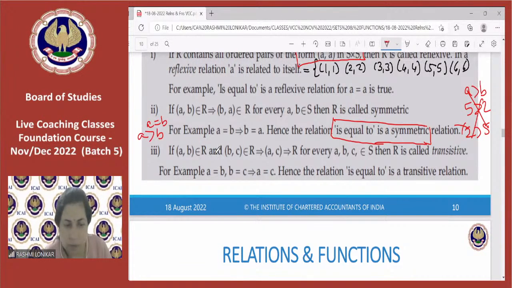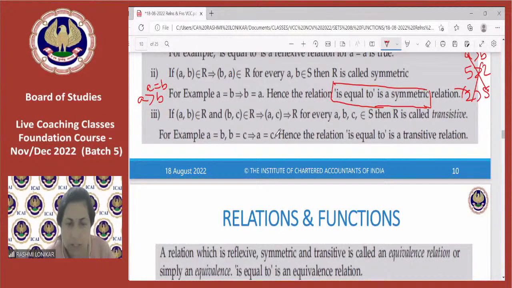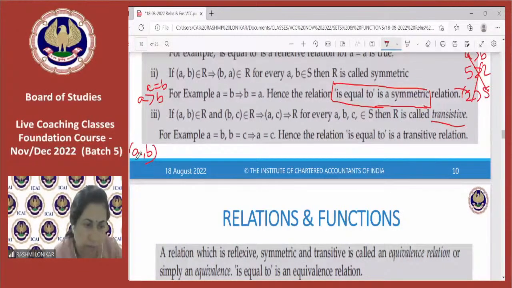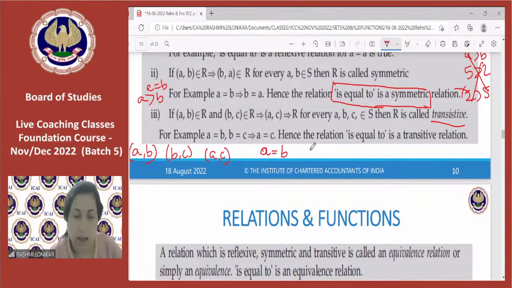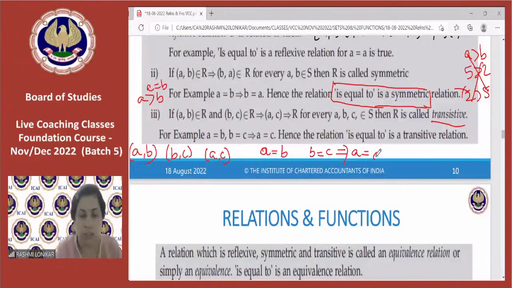Now, if A, B belong to R and B, C belong to R, such that AC will also belong to R, then for every A, B, C belonging to S, R is called transitive. What this means is that if something satisfies AB and satisfies BC, and it also satisfies AC, then we say it is a transitive function. Simplest example is equal to. If A is equal to B and B is equal to C, won't it imply that A is equal to C?